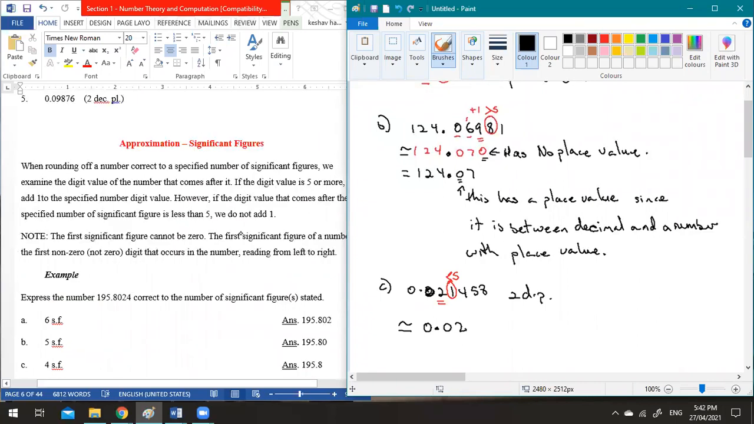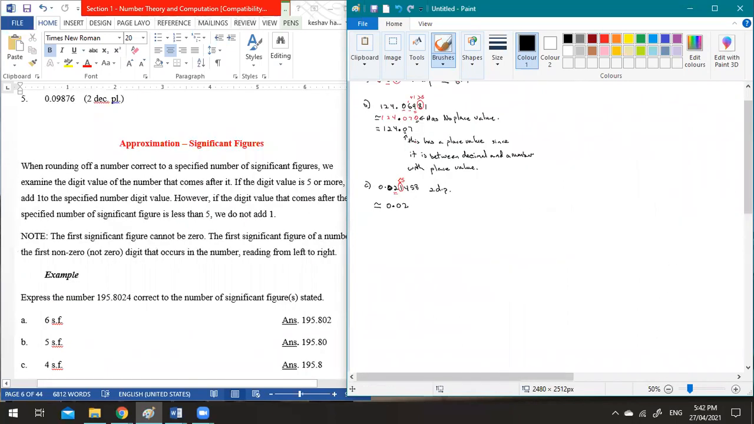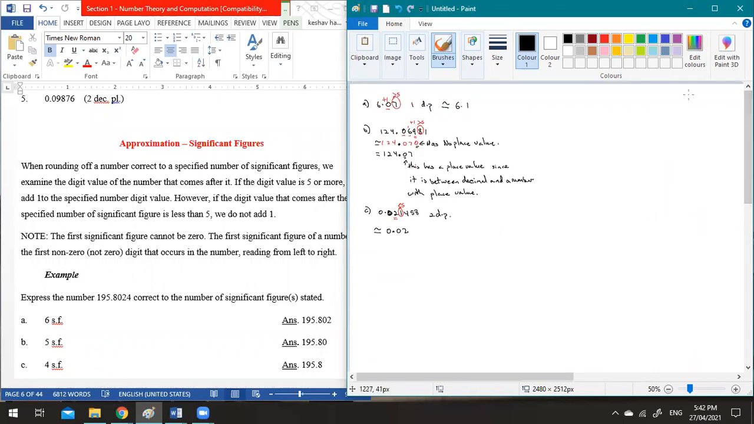And then we have to do significant figures. So when you finish, right, tell me, you could go ahead into significant figures.